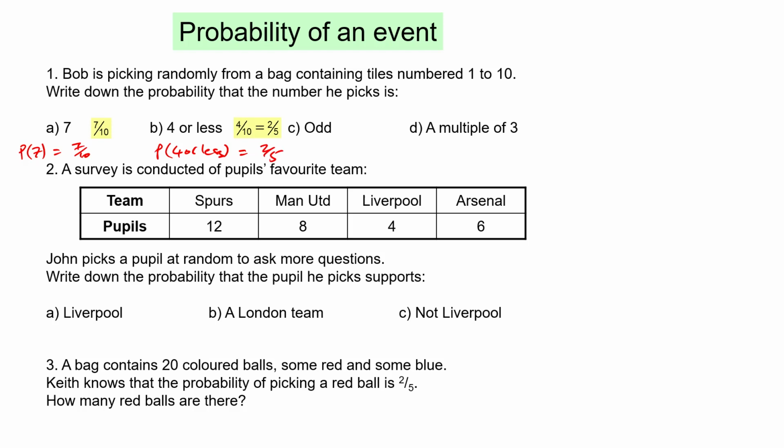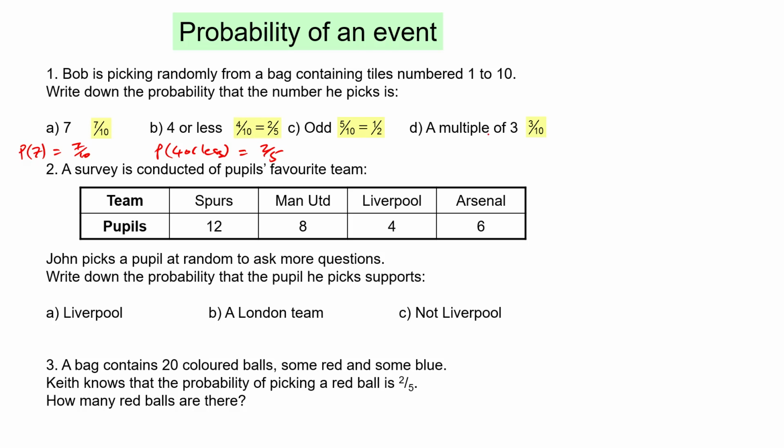Okay. Right, probability odd is a half, and probability of a multiple of 3. There's 3, 6, and 9. There's 3 numbers out of the 10. Then we got a survey conducted in a school. And we've got different teams: Spurs, Man U, Liverpool and Arsenal. And we're looking at pupils' favourite teams. Probability a pupil supports Liverpool.